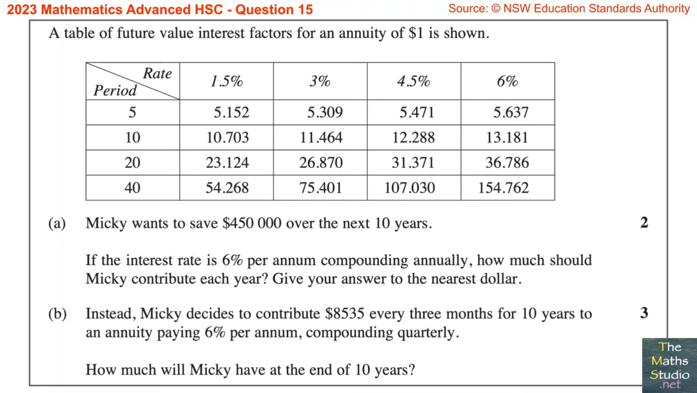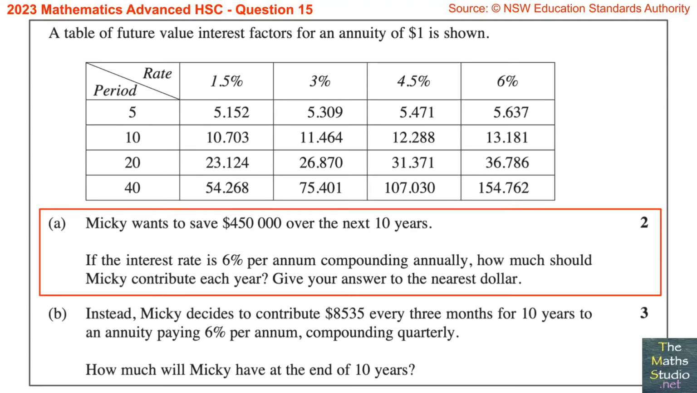Question 15. A table of future value interest factors for an annuity of $1 is shown. Part A. Mickey wants to save $450,000 over the next 10 years. If the interest rate is 6% per annum compounding annually, how much should Mickey contribute each year? Give your answer to the nearest dollar.